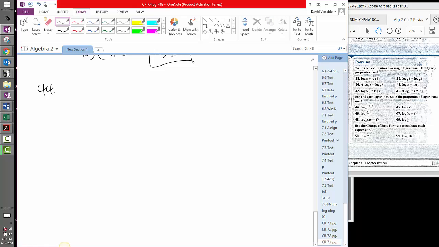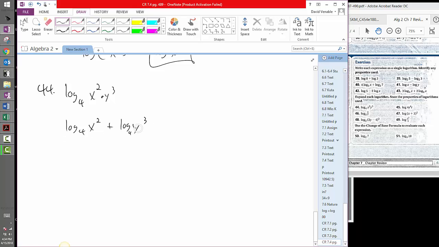All right, 44, different set of instructions, but we're still just rewriting logs. We're using properties. We want to expand this, and then we're going to use properties. So we're kind of doing the opposite of what we did before. So this is just good practice right here. Log base 4 of x squared y to the third. Now, you could do this a lot of ways, but now we have combined multiplication. So let me separate it into separated addition. So this is log base 4 of x to the second, plus log base 4 of y to the third.